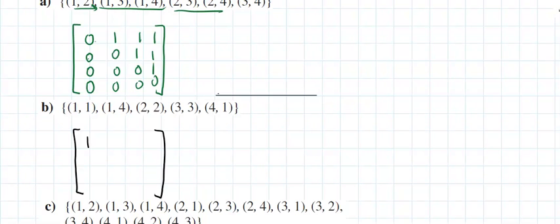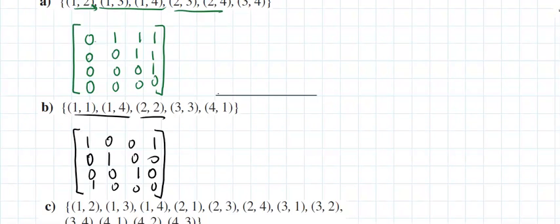1,1, 1,2, 1,3, 1,4. 2,1, 2,2, 2,3, 2,4. 3,1, 3,2, 3,3, 3,4. 4, oops, 4,1. 4,2, 4,3, 4,4. There. Fairly simple. Make sure you get that out of the way.